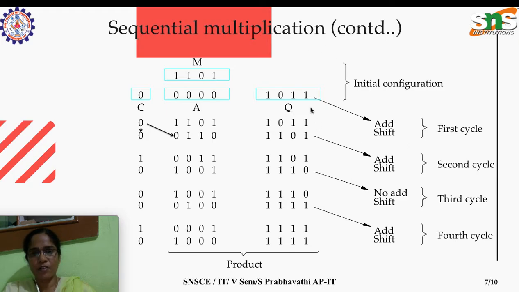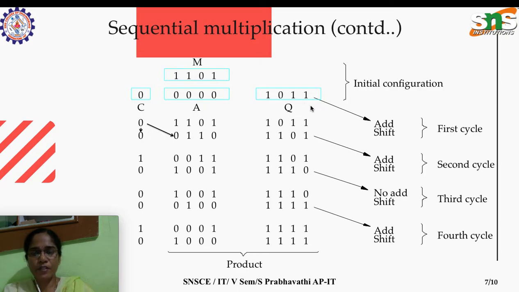Here, at the very first, this logic runs for how many cycles? Only for 4 cycles, because the multiplier is a 4-bit number, so it will run only 4 stages. I'll take you clearly through each and every stage, and what's happening in each cycle.